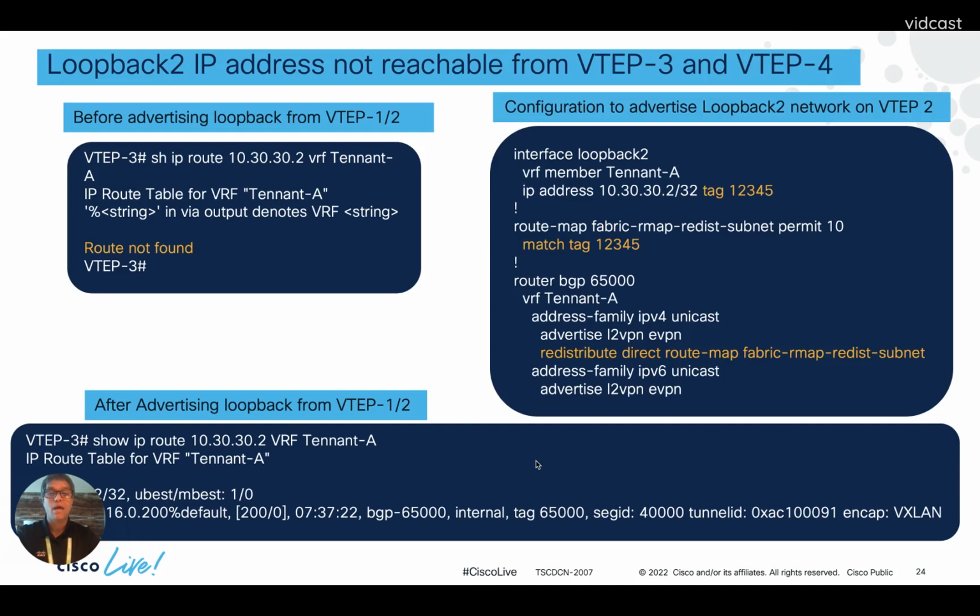After I did that, the prefix got redistributed into VXLAN, and I went to VTEP 3 and ran show ip route 10.30.30.2 vrf tenant A, and I can see that 10.30.30.2 is now reachable via 172.16.0.200. So I said, now we have the route back. Let's go and check. The customer said, you know what? There are some clients which are getting IP addresses, but some clients are still not getting IP addresses. So I said, okay, let's check the DHCP packet flow again.